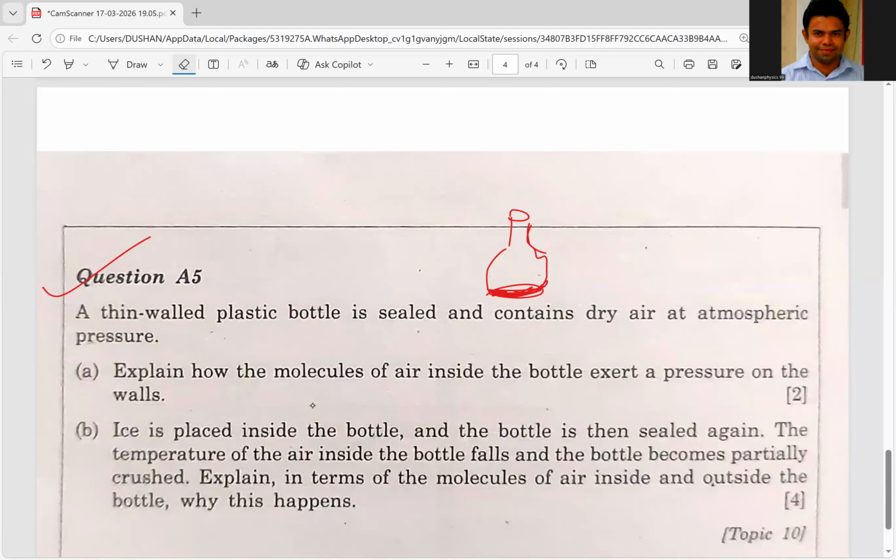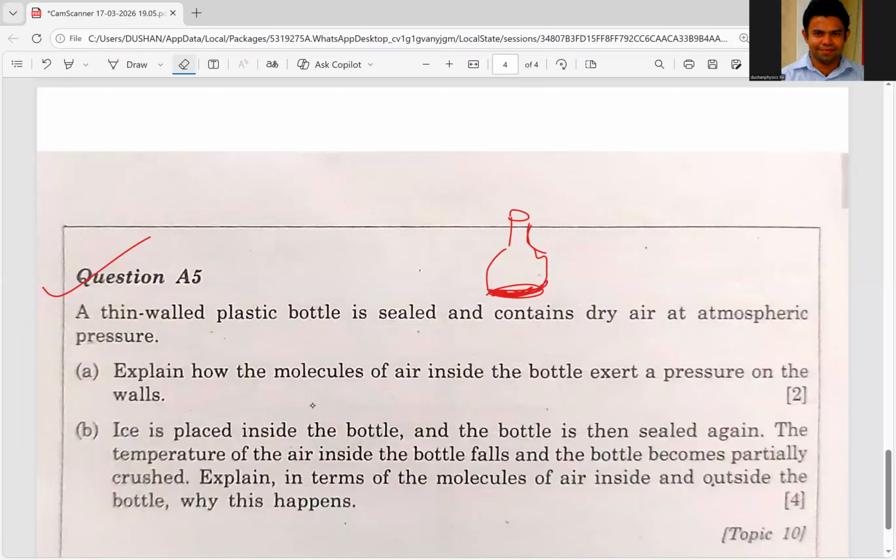Are you going to tell the answer? What did you write, Manuka? When air molecules move randomly, they collide with the walls and each other, exerting pressure. Very good. Then what did you write? Molecules have an average amount of kinetic energy, hence average speeds, and their random movements cause collisions on the surface of the wall. These collisions have force, hence pressure is created.